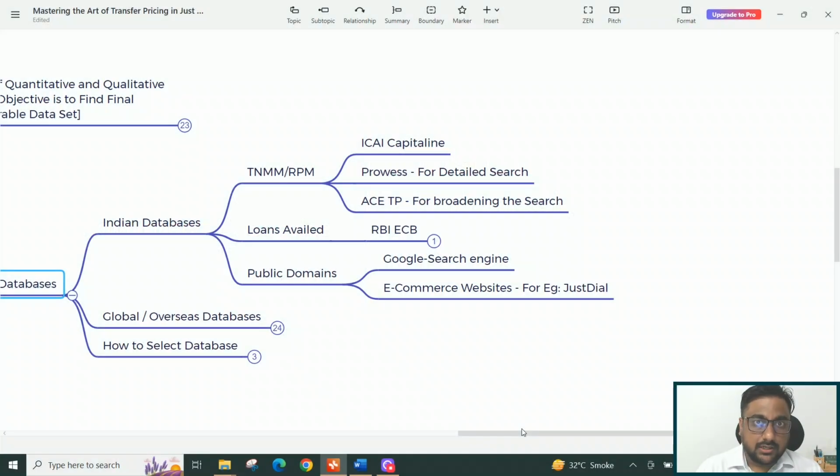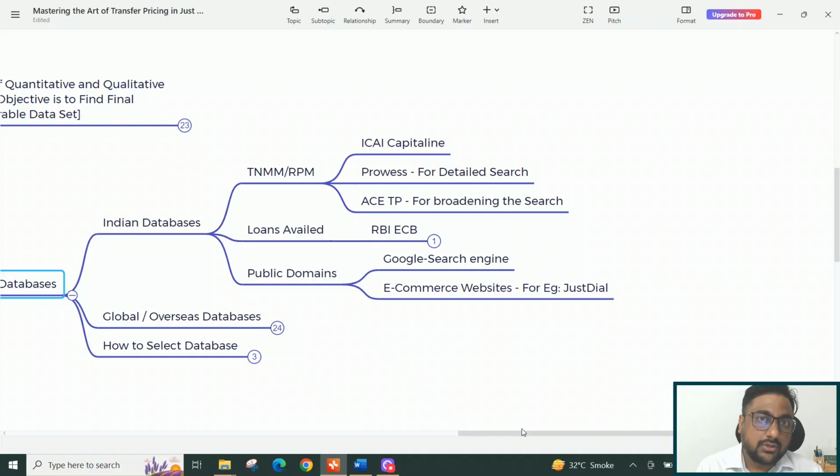Now guys, as you have understood the India database, in this section what we are going to understand is the global and overseas database also. See, particularly when you are doing TNMM analysis wherein your tested party is India, I would advise that you should use Indian databases rather than getting into the global databases.